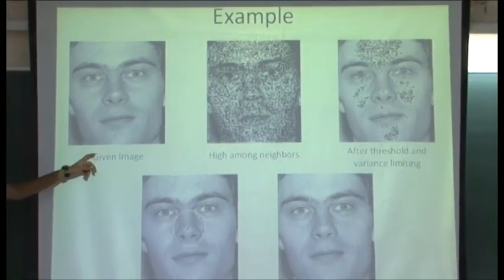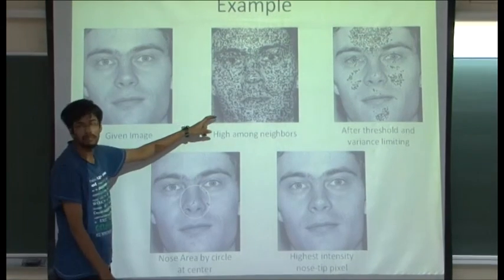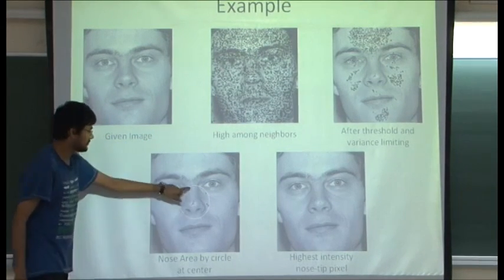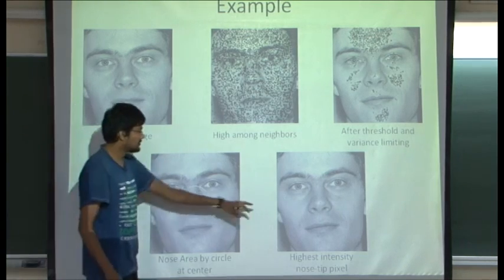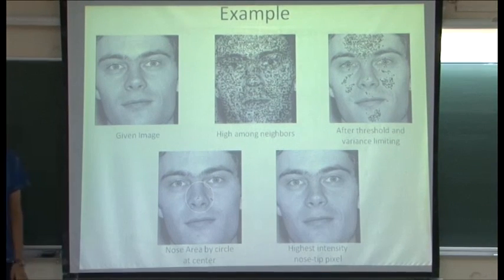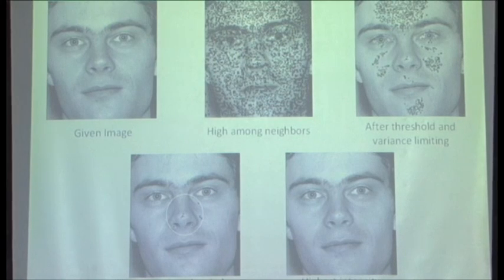So this is the example. This is a given image. I reduce the candidates, then apply the threshold and variance, then this will be the nose area, and this is the highest intensity reported pixel. So it is coming almost 85%.